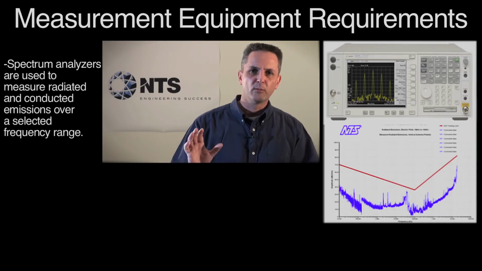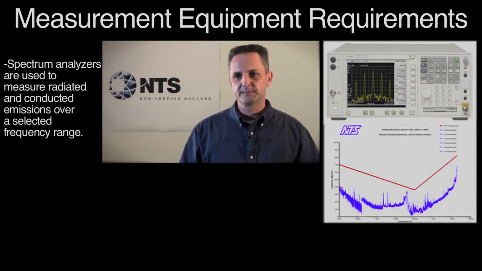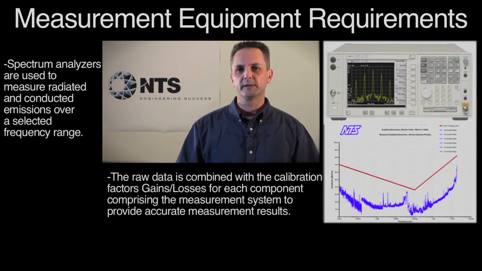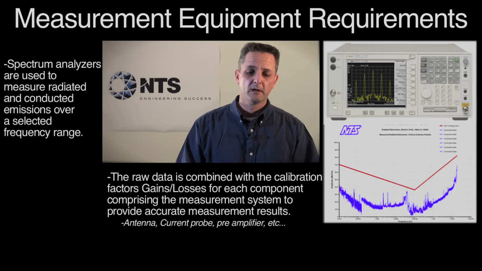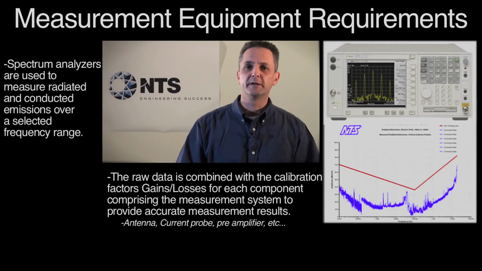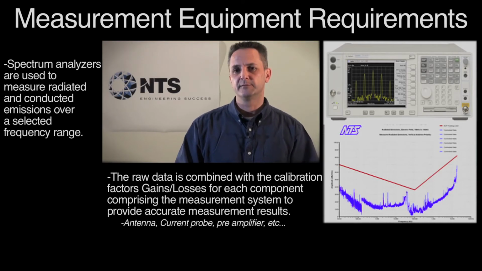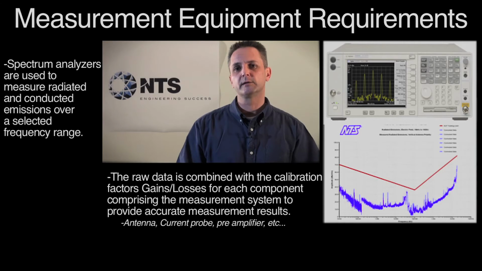Now, when we actually make these measurements, the data received from the measurement antenna or coupling clamp or LISN would be collected as a raw data element. To make this an actual quantifiable value, factors for that measurement device would also be included into this data, which we call corrected data.